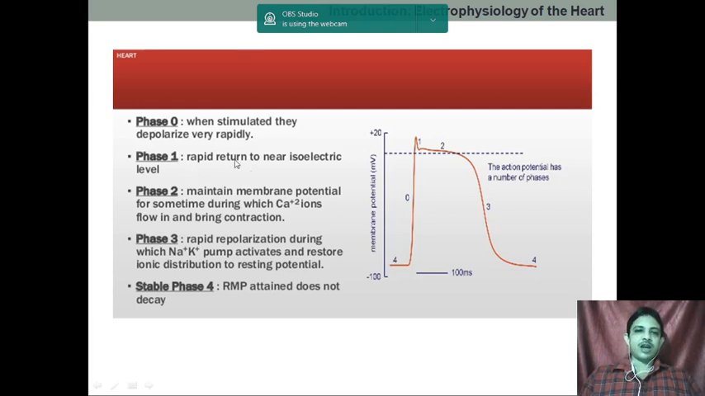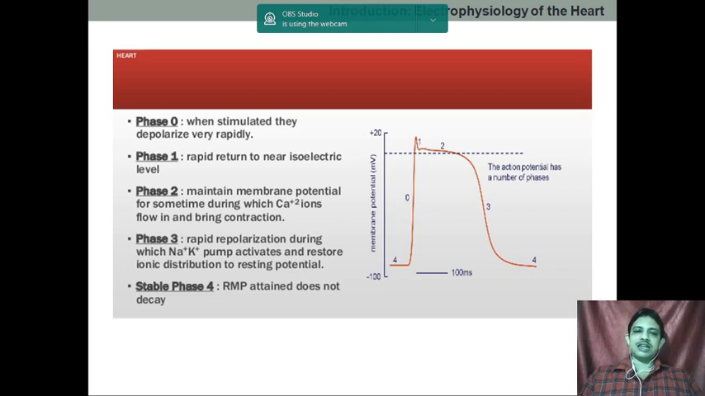Next is phase 1, rapid return to the isoelectric level. So it is rapidly declining toward the isoelectric level. Here the membrane potential rises up to plus 20 millivolt, clear, plus 20 millivolt. Now next is phase 2, clear. Phase 2 maintains the action potential for some time, during which calcium ions flow in and bring the contraction. Why is it dropping down? Because the sodium channel is getting closed, clear.